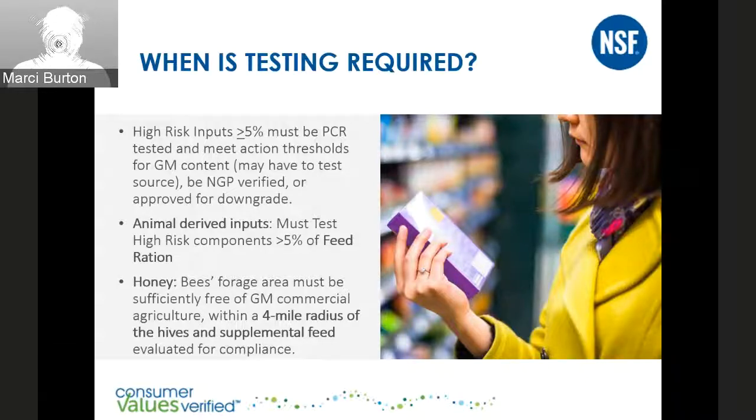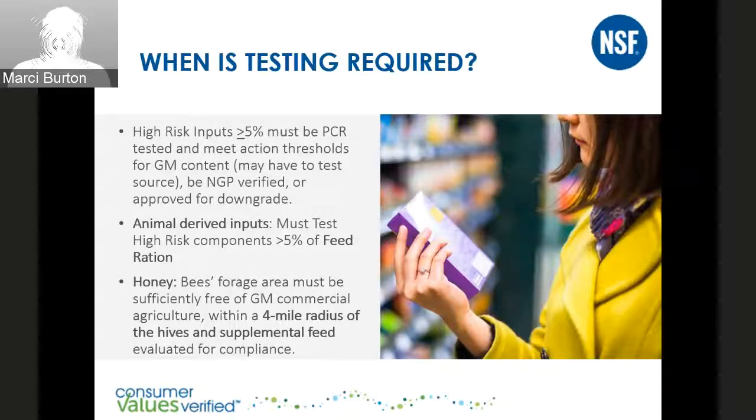If it can be demonstrated that they're actually fed low-risk ingredients like grass from New Zealand, then that can be sufficient for compliance. And for honey, if it's not organic, then we need to show that the bee's forage area must be sufficiently free of commercially available GM agriculture within a 4-mile radius of the hive. And we also look at supplemental feed. So with honey, if honey is organic and it's more than 5%, there's an affidavit that can be signed with the organic certifying body that confirms that the NOP suggested regulations for honey compliance have been followed. And so that's another pathway.